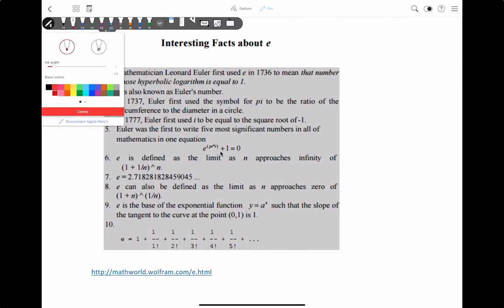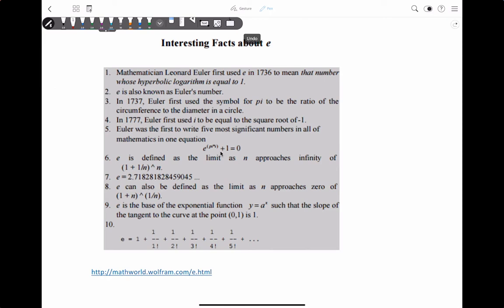Okay, so here we go. First of all, mathematician Leonhard Euler first used e in 1736, so almost 300 years ago, to mean that number whose hyperbolic logarithm is equal to 1. Now, we don't expect you to understand what all that means, that's like in college calculus. But that's just a little brief history about e. It's also known as Euler's number, again, because his first letter is e.